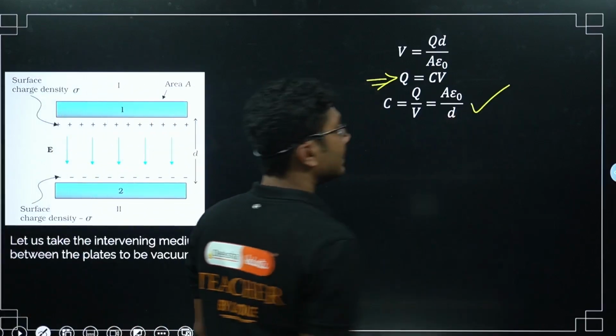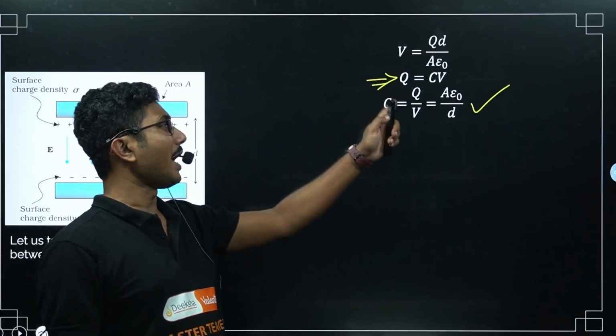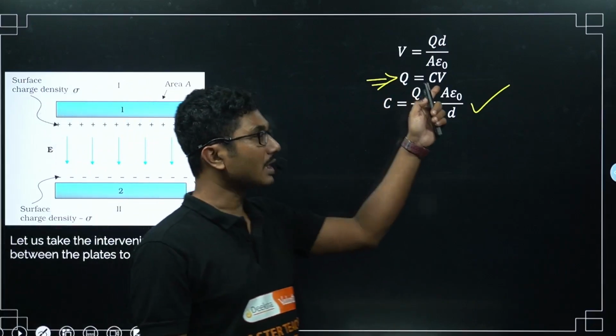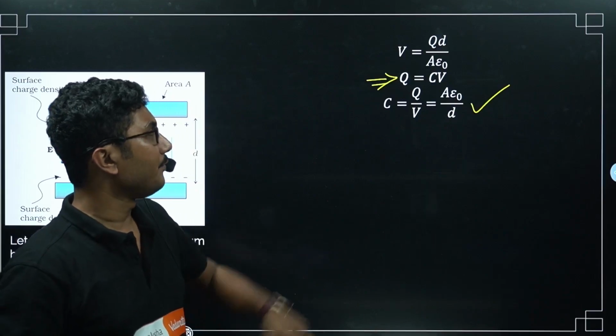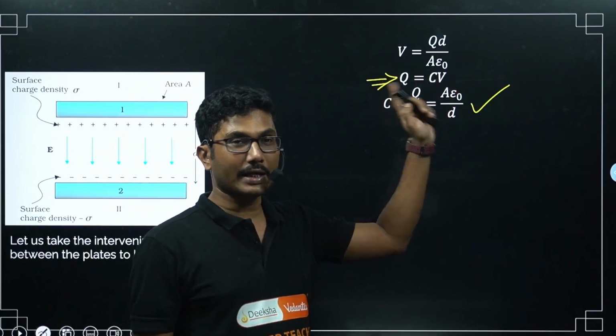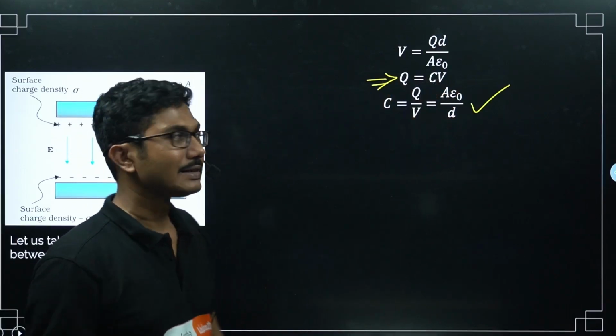Now if you see, this is independent of the charge Q and potential V. This only depends on the area of the plates and the distance between the plates. If the intervening medium is vacuum or air, in that case we can write this as epsilon naught.